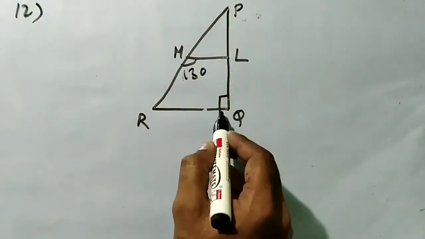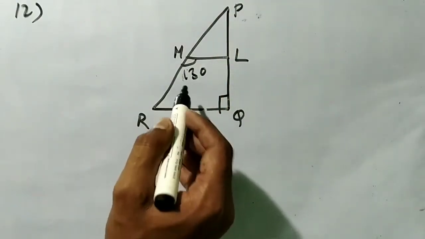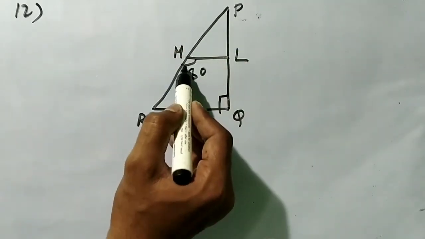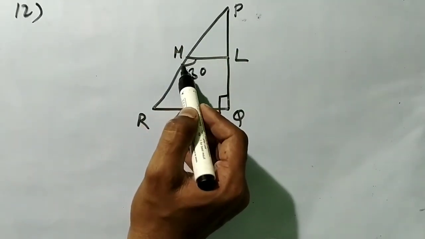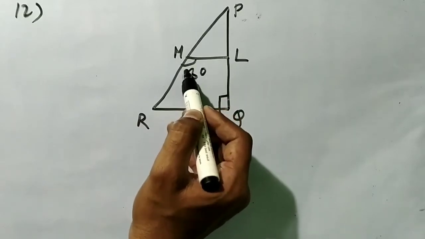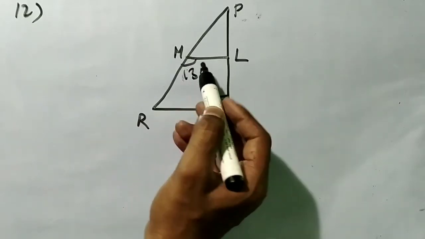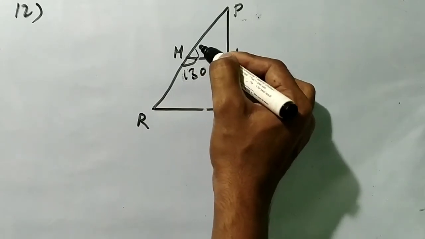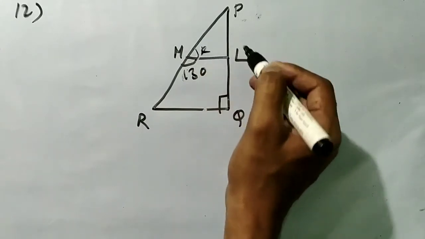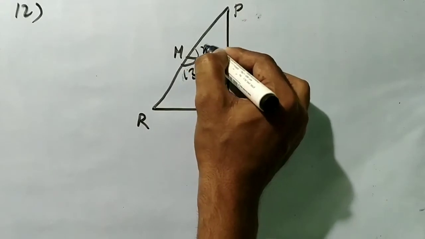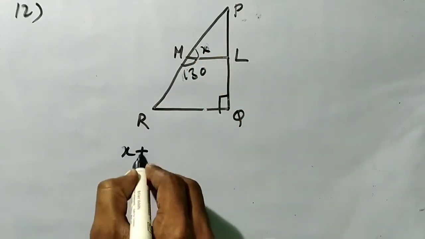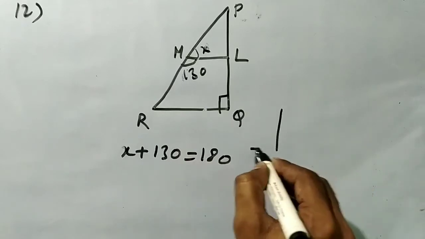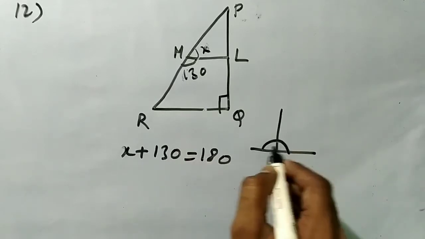They have given that it is a right angle at Q. So we already know that this is a straight line, and a straight line forms 180 degrees. Here let us take some value x. So x plus 130 is equal to 180, because a straight line always forms 180 degrees.